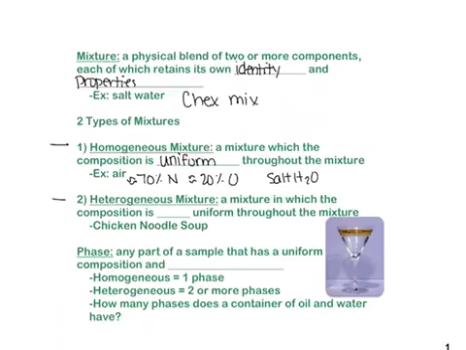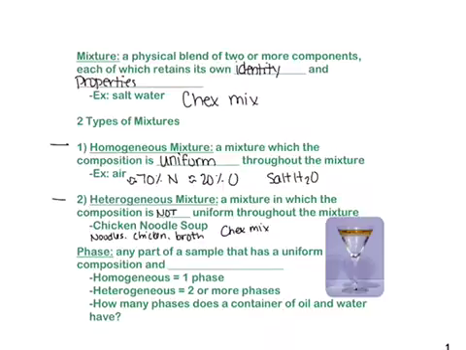A heterogeneous mixture is a mixture in which the composition is not uniform throughout. So an example here would be chicken noodle soup. You've got the noodles, you've got the chicken, you've got the broth, and each scoop you take could have different ratios of noodles to chicken to broth. Same with the Chex Mix. This is a heterogeneous mixture. Each time you take a handful out, you could have different amounts of pretzels to Chex pieces and so on.